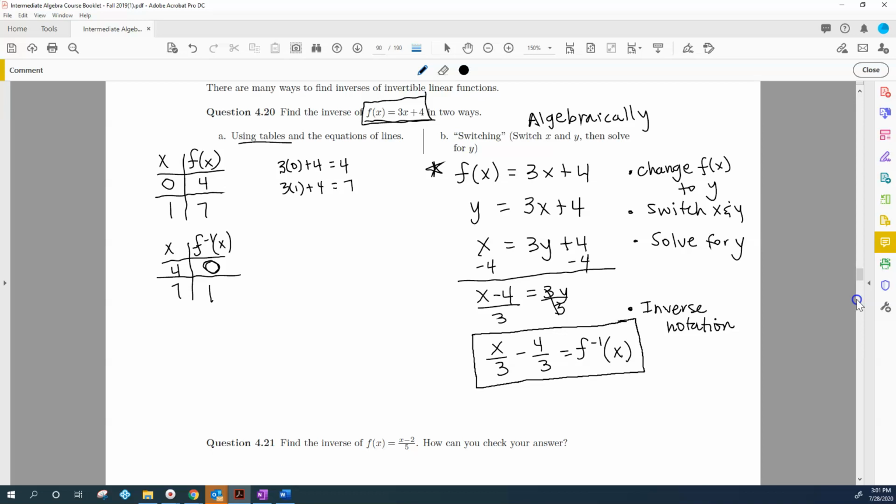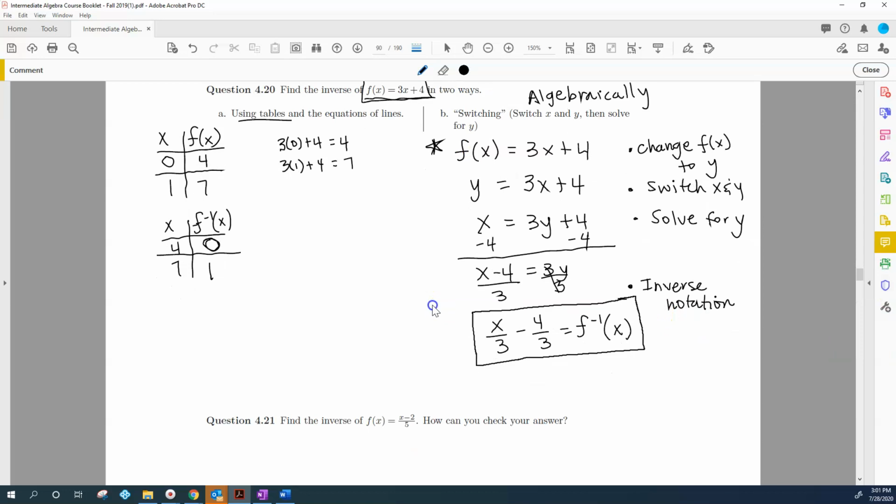All right, well, let's start talking about the, so in 8.2, we're going to be talking about exponential functions.